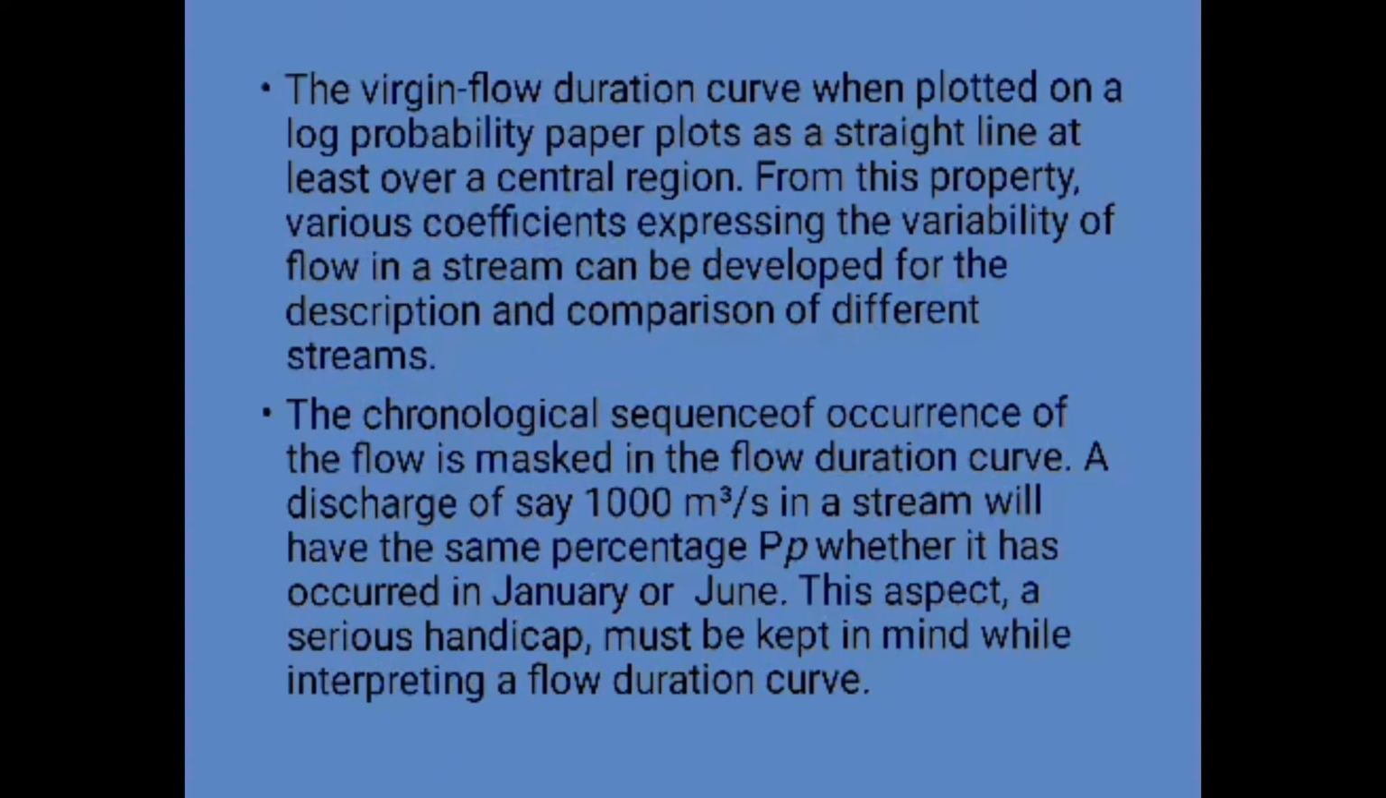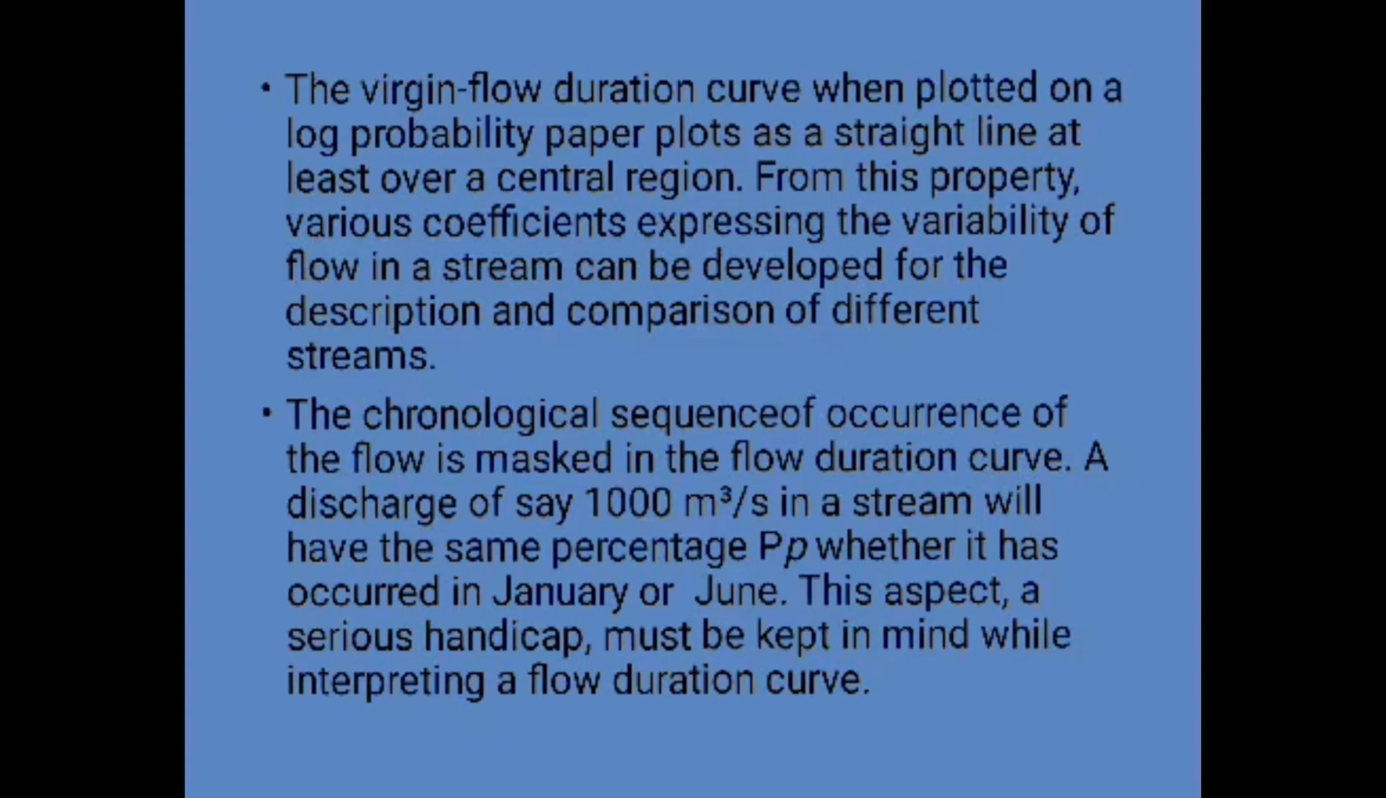The virgin flow duration curve, when plotted on a log probability paper, plots as a straight line at least over a central region. From this property, various coefficients expressing the variability of flow in a stream can be developed for the description and comparison of different streams.